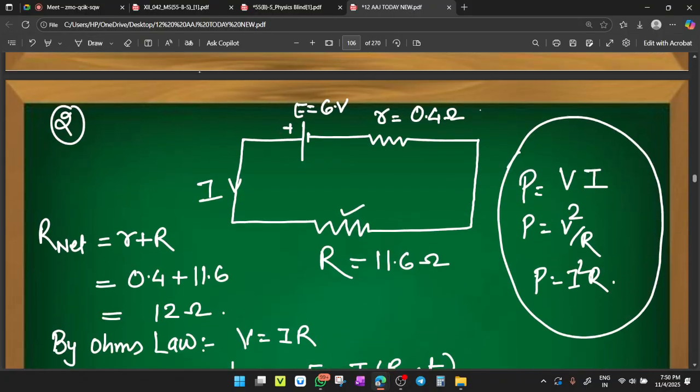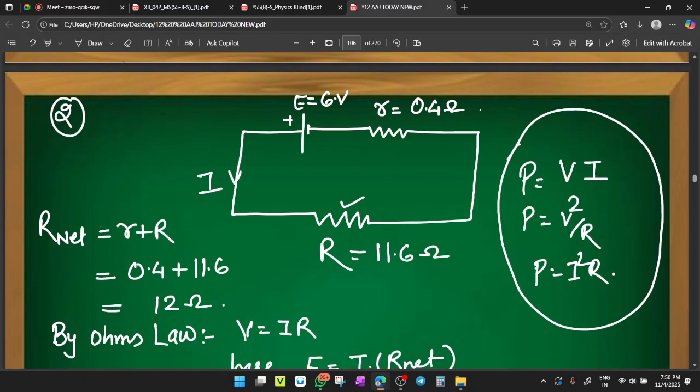Okay, let us see the solution of this one question. So we have a circuit like this. First we have to find the current, because the question is asked about the power dissipated across R. Only the power consumed by only this resistance is asked.